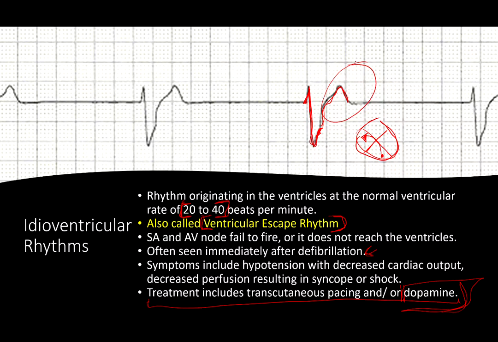I would label this rhythm as ventricular escape rhythm at, looks like I have about 35 beats per minute just looking at this section. So idioventricular escape or ventricular escape or idioventricular rhythm, whichever you want to call it. I like to stick with ventricular escape rhythm at 35 beats per minute.